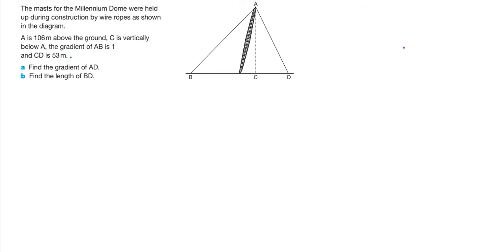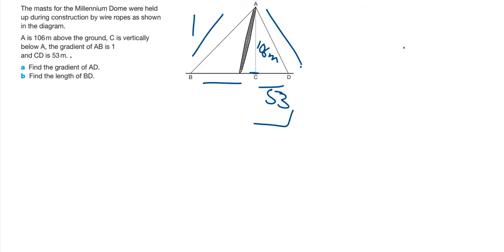Okay, now the masts of the Millennium Dome were held up during construction by wire ropes as shown in the diagram. A is 106 meters above the sea, and C is vertically below. The gradient of AB is 1. C is given as 53. So what do we need to find? The gradient of AD, and the length of BD. First of all, we can easily find BC and then total up with this.